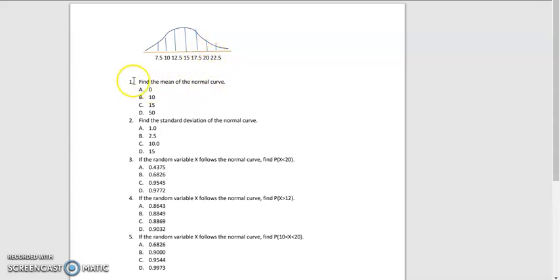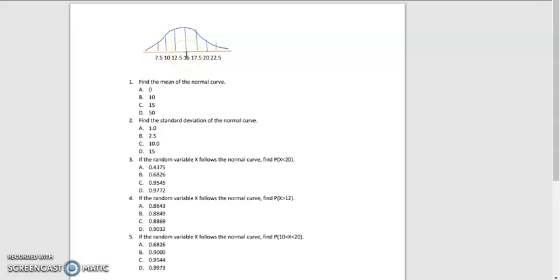22.5. Now, the first question says, find the mean of the normal curve. The particular one that divides the curve into two equal halves, two equal parts, is the mean. So the mean of the normal curve is 15. So the answer for this is C. The mean is 15.